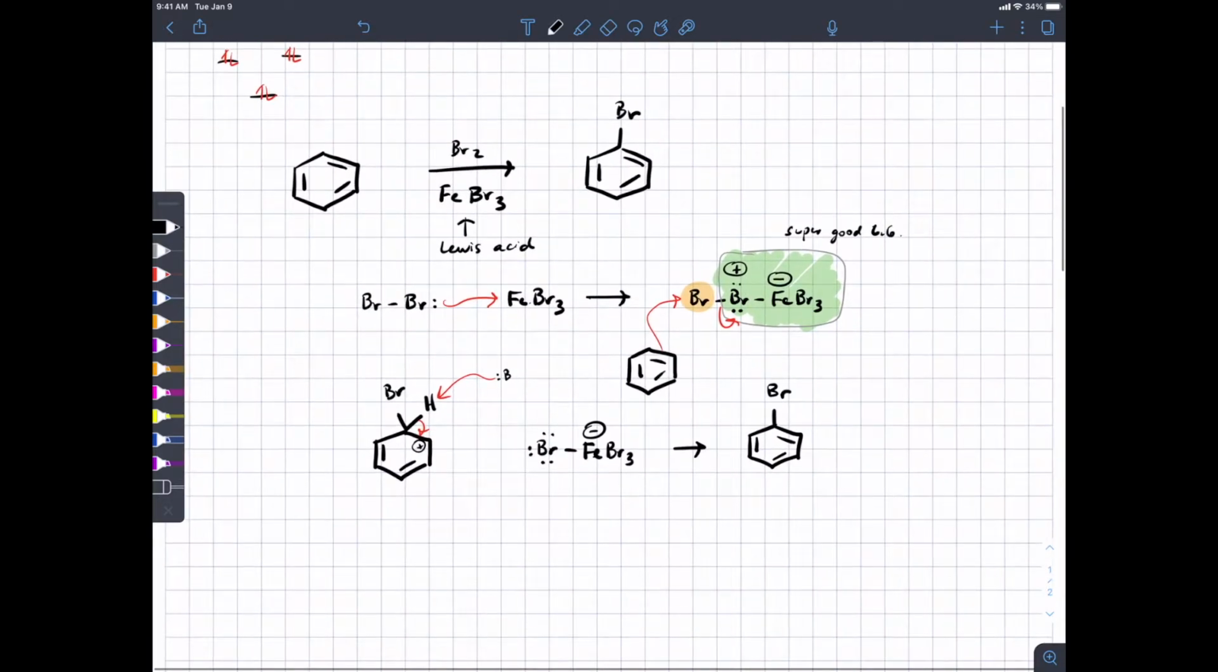Okay, so that's the first example of something with a benzene ring. You're using iron tribromide as a Lewis acid to activate Br2 to make it super electrophilic. All right, questions so far?